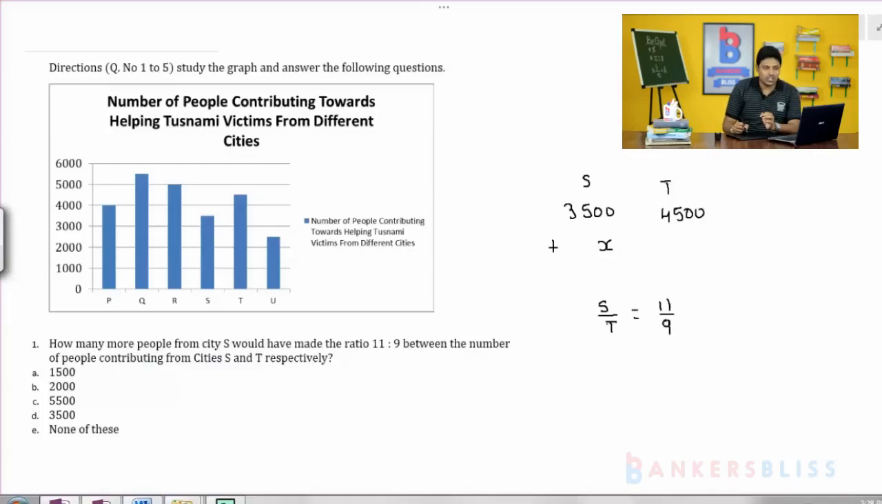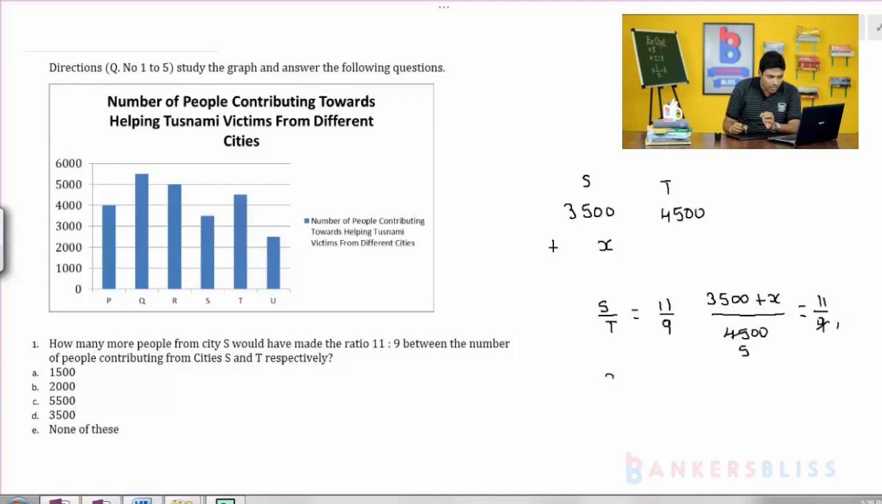Let me solve the general method first, and later on let me go to the shortcut method. Okay. Yes, 3500, the present number of people, plus the extra people you are adding, divided by 4500, is equal to 11 by 9. So, 9 ones are 9, 9 fives are 45, 500.